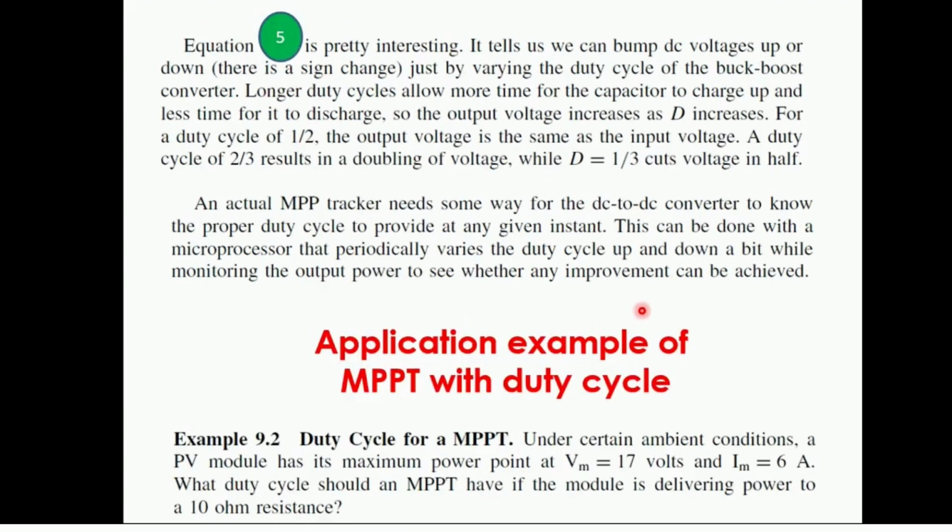So equation 5 is very interesting. It tells us how we can bump the DC voltage up, that is boost converter, or down, that is buck converter. There may be a change in sign, just by varying the duty cycle of the buck-boost converter. If we have a longer duty cycle, it will allow more time for the capacitor to charge and less time to discharge.